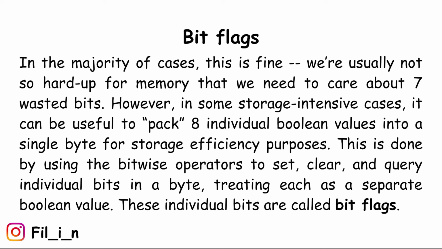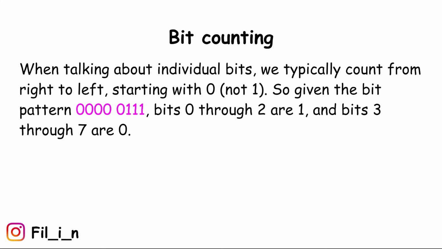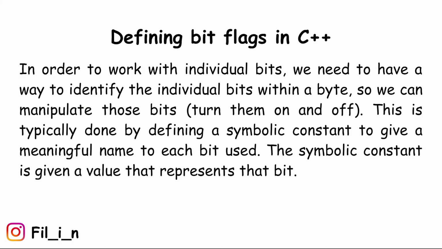These individual bits are called bit flags. When talking about individual bits, we typically count from right to left, starting with 0, not 1. So given the bit pattern 00000111, bits 0 through 2 are 1, and bits 3 through 7 are 0. In order to work with individual bits, we need to have a way to identify the individual bits within a byte, so we can manipulate those bits, turn them on and off. This is typically done by defining a symbolic constant to give a meaningful name to each bit used. The symbolic constant is given a value that represents that bit.